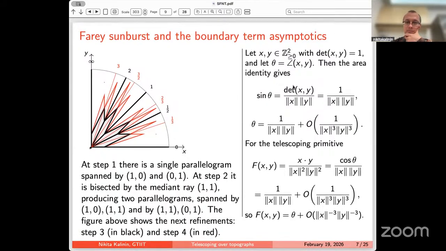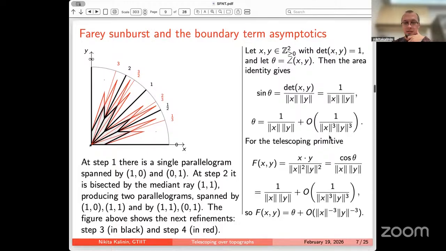So here, all our parallelograms have area 1. So the determinant here is 1. And then sine times x times y is 1. So it means that the sine of the angle between x and y is 1 divided by xy. Up to a certain error, the angle is just 1 over xy plus some error.